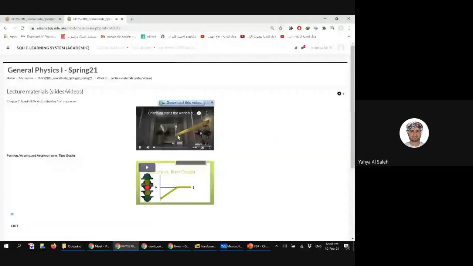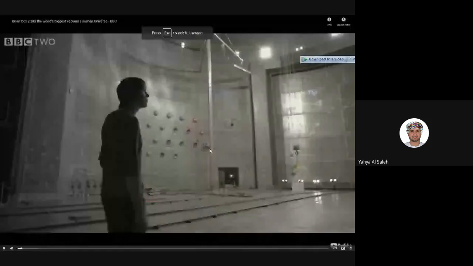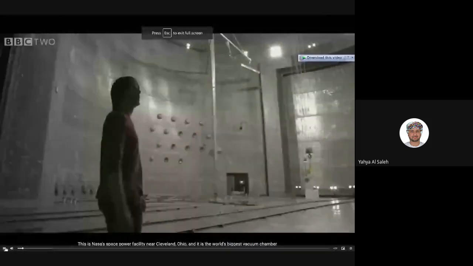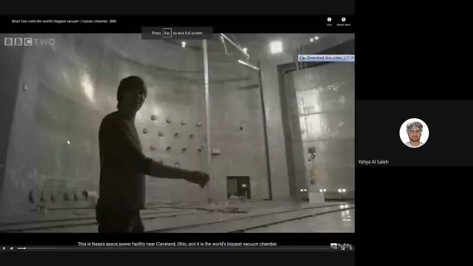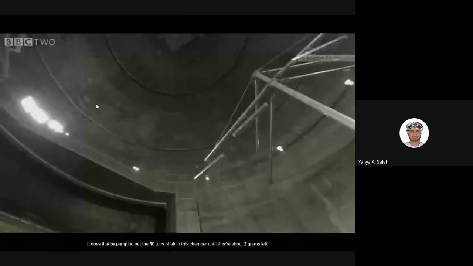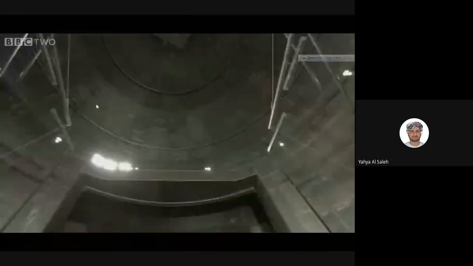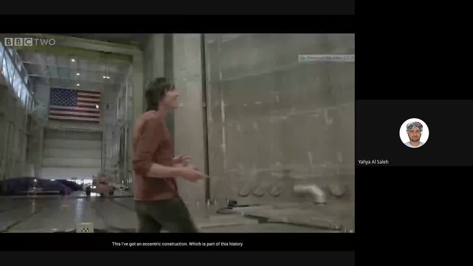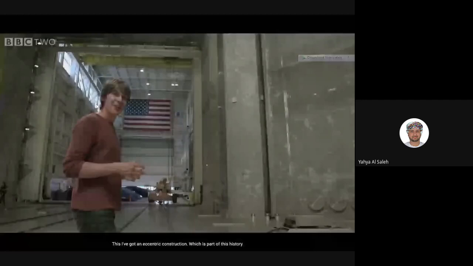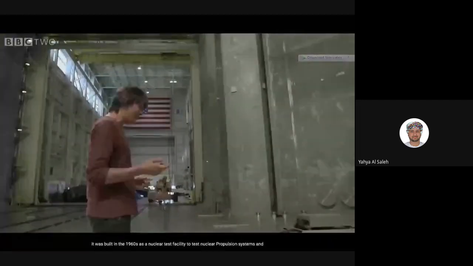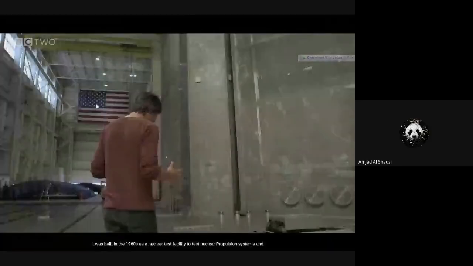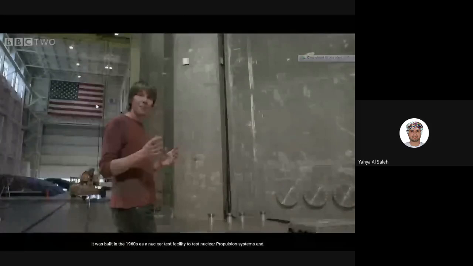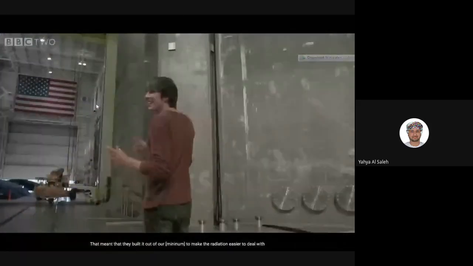This is NASA's Space Power Facility near Cleveland, Ohio, and it is the world's biggest vacuum. It's kind of got an eccentric construction, which is part of its history. It was built in the 1960s as a nuclear test facility to test nuclear propulsion systems. And that meant that they built it out of aluminium to make the radiation easier to deal with.